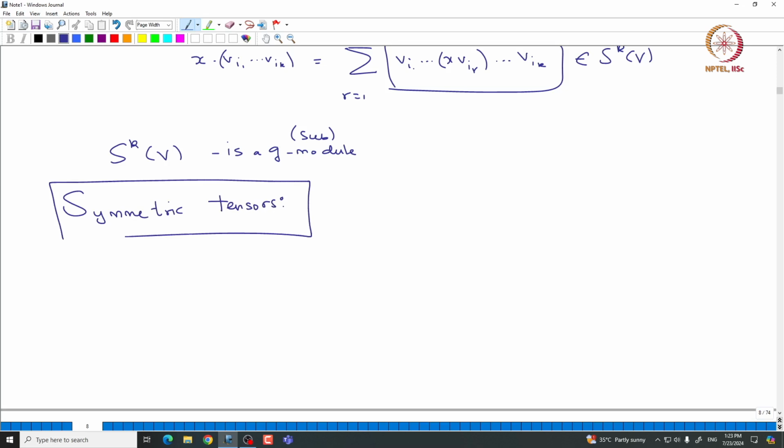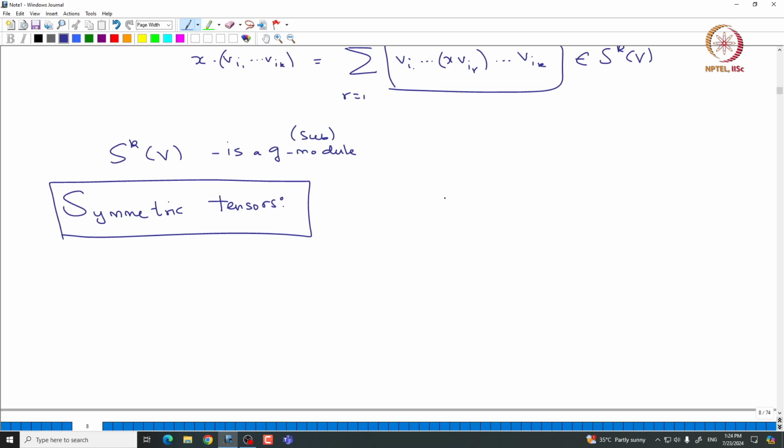So, basically the symmetric tensors. By definition, they are the tensors spanned by the simple tensors that are actually invariant under the action of the symmetric group Sk. So, let us actually make it very precise.